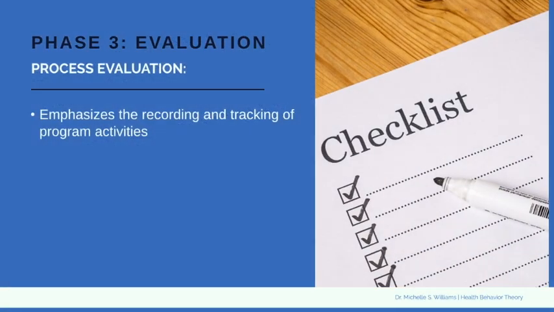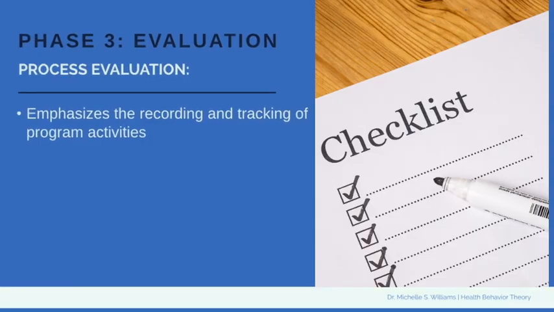But during the process evaluation, this starts as soon as you begin the implementation, or even before you do the implementation of your intervention. The process evaluation is important because it helps you to make sure that you're on track, you're implementing the intervention as it should be done. And therefore, you're supposed to track and record program activity as the program is being implemented.